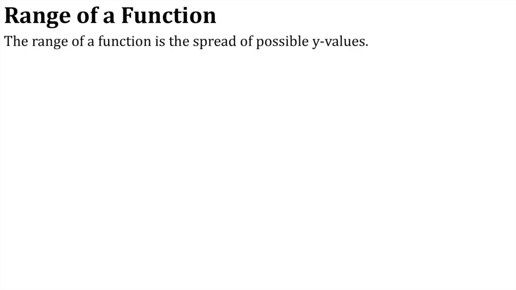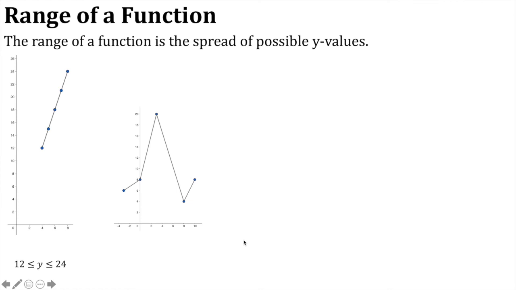Okay, welcome back. So we're now going to look at the range of a function. So the range of a function is the spread of possible y values. So for the domain we've been looking at the x values, but this time we're going to be looking at the y values for the range. So if we relook at this graph, you can see that this lies between 12 and 24 on the y-axis. The minimum value is 12 and it's equal to that as well, and the maximum value is 24. So y lies between 12 and 24.